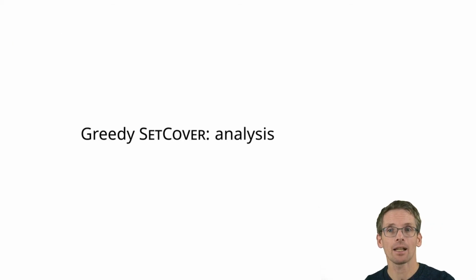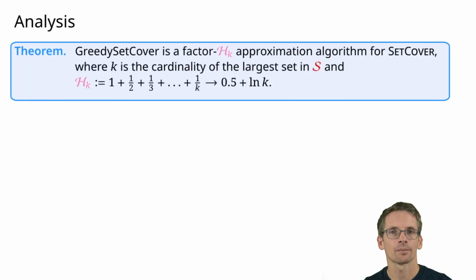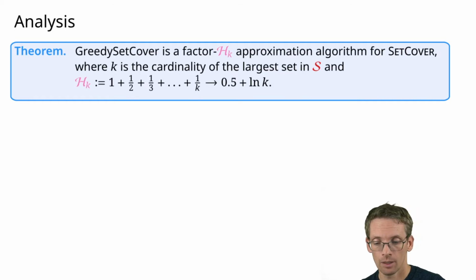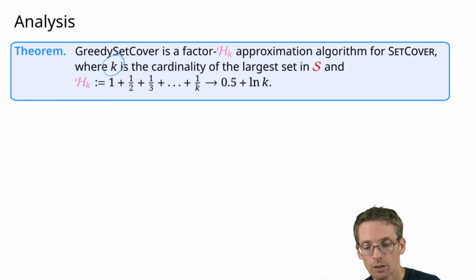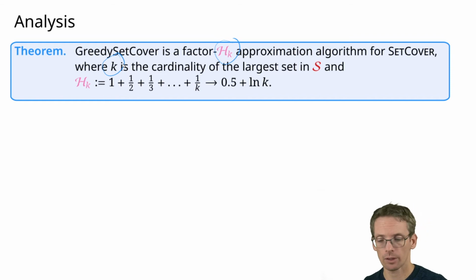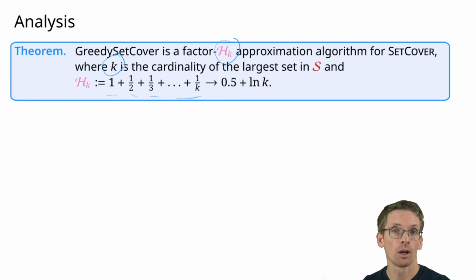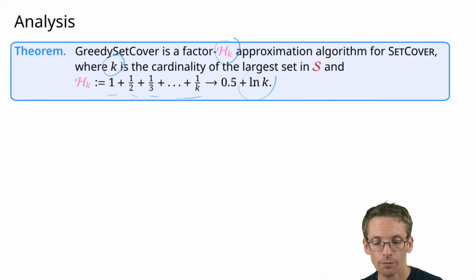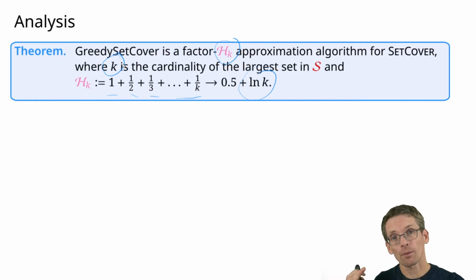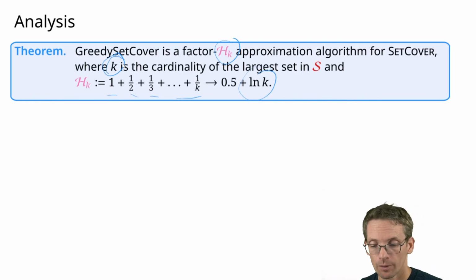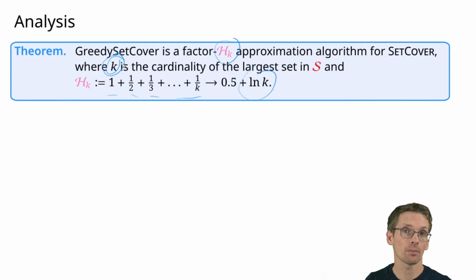Now let's analyze this algorithm. We get the following approximation factor. If k is the size of the largest set in our set of sets, then the approximation factor is the kth harmonic number, which is defined as 1 plus 1/2 plus 1/3 up to 1 divided by k, which is roughly the natural logarithm of k. Or if you want to have a bound in n, then the cardinality of the largest set is obviously bounded by the number of elements n. So then we would get a bound in log n.